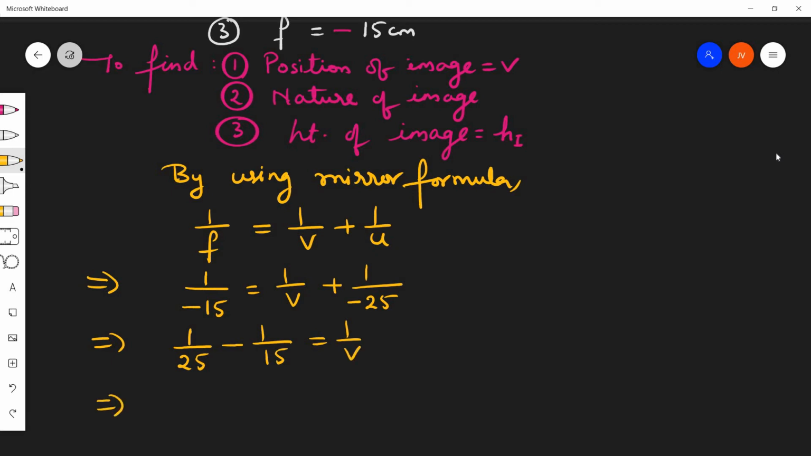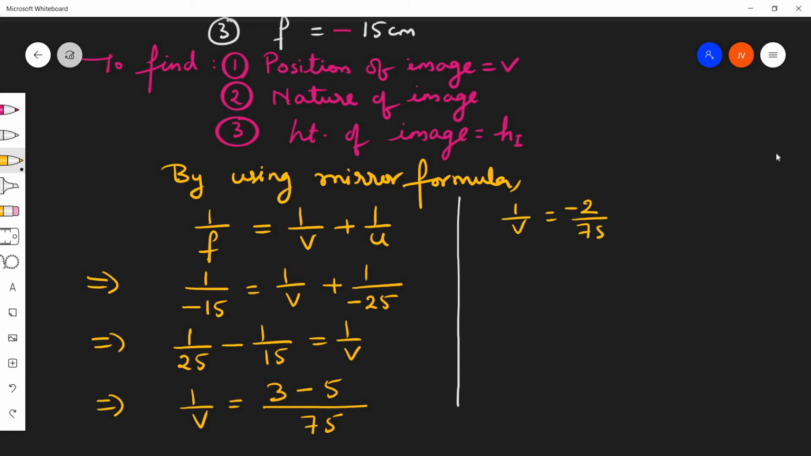And then we will take LCM of the denominators, 25 and 15, it will be 75. 75 divided by 25 is a 3. 3 into 1. 1 is in the numerator, that will be 3. Minus 75 divided by 15 is a 5. 5 times numerator means 1 is 5. And I just solve this in the parallel space here. So we have 1 by V is equal to minus 2 by 75.